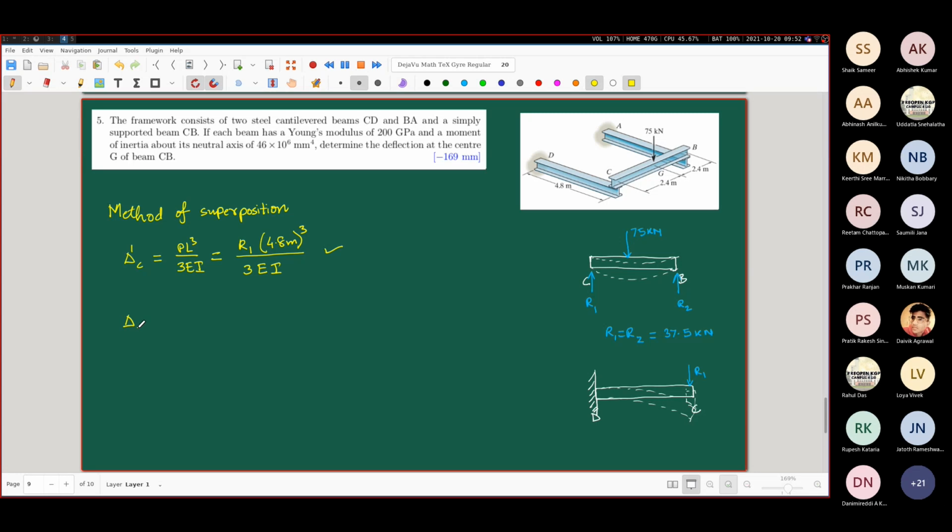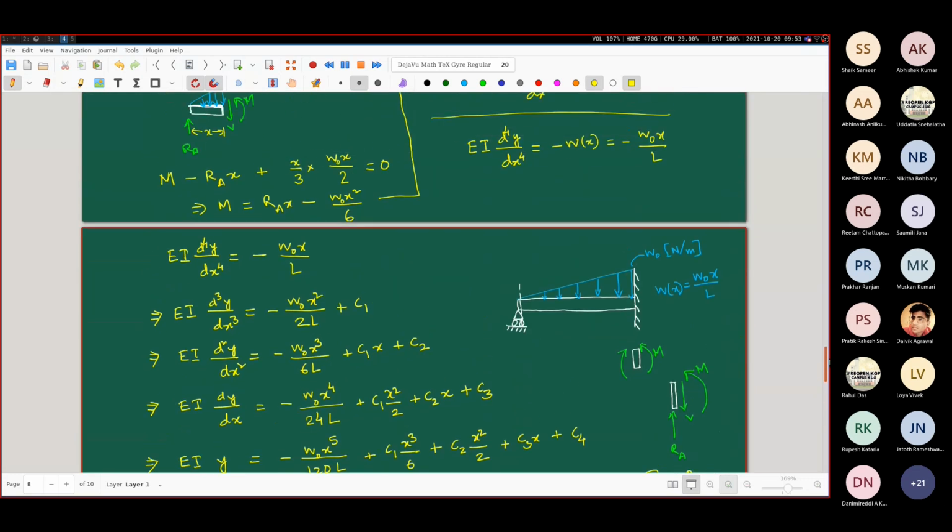This G. What is this G? So this is this case. It is the simply supported case. So let's check if we have done this problem.